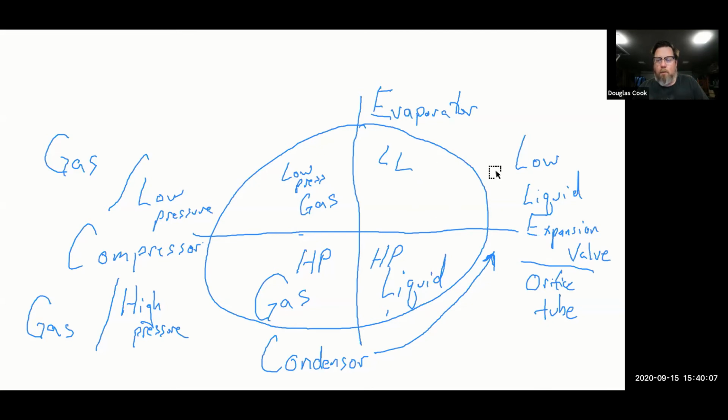The orifice tube and the expansion valve, they do the same job, but in just slightly different ways. But what they are doing is decreasing that pressure. They're decreasing that pressure rapidly. So just like with our coolant, what happens when we take the radiator cap off, and the system all of a sudden is no longer under the pressure, that boiling point drops rapidly and it flash boils.